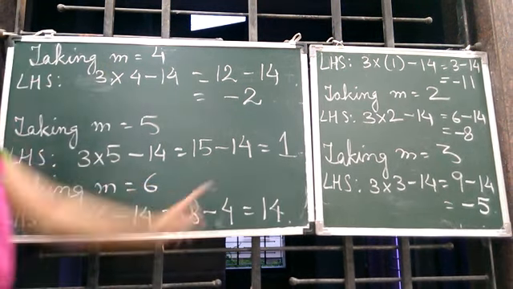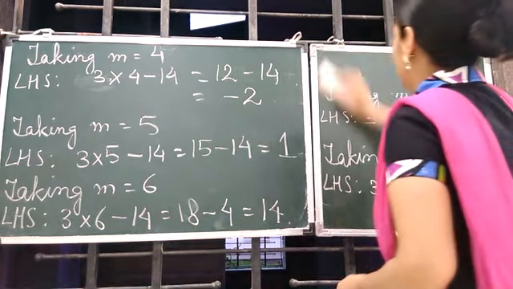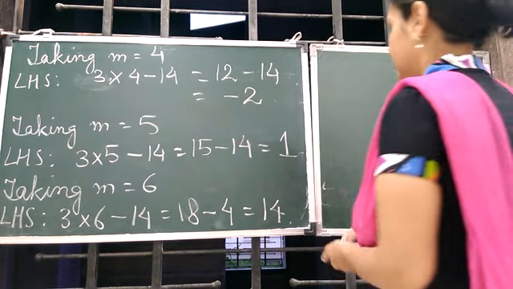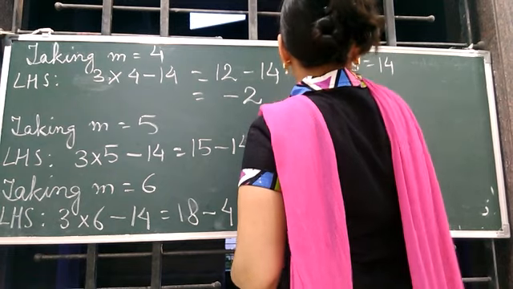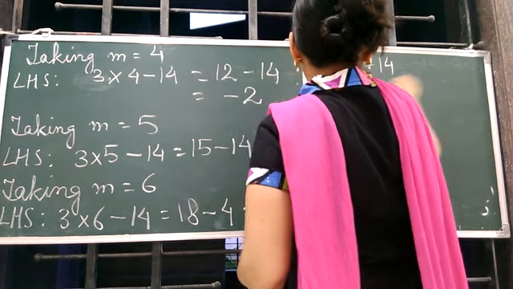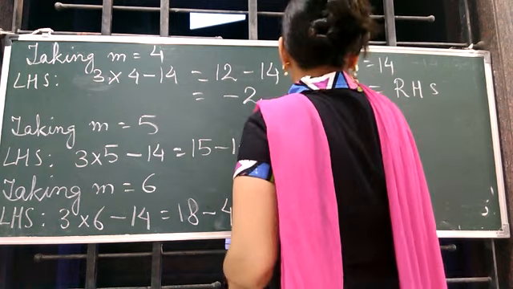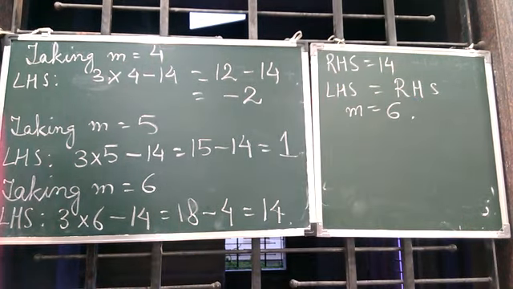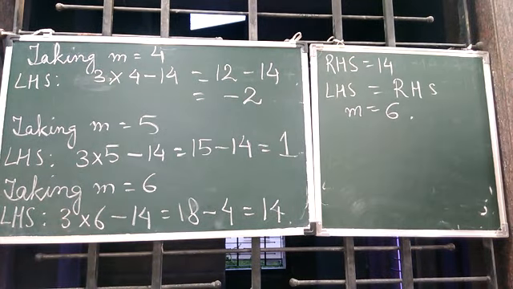Now the answer is matching. LHS is equal to RHS. So LHS is equal to RHS. That means for the value of m 6, this equation is correct. Got it? So this completes question number 3.